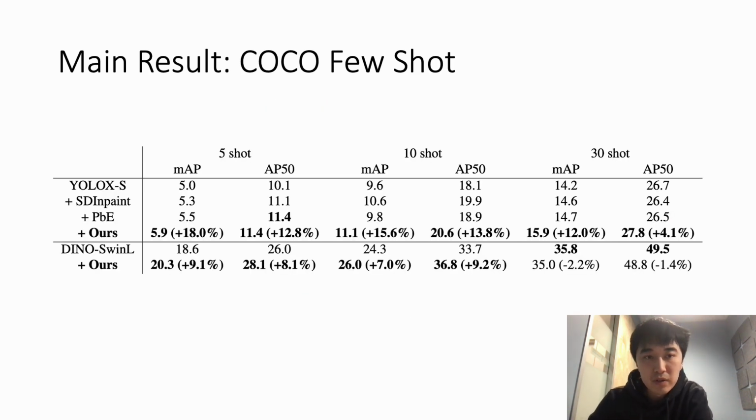So our main results, first, are on the COCO dataset with the few-shot setting, and we show that on YOLOX small, we compare with Stable Diffusion inpainting and also another inpainting algorithm called Paint by Example. We show that our approach outperforms baseline methods by a large margin on 5-shot, 10-shot, and 30-shot. And also for the large transformer-based DINO Swin-Large detector, we show that our data augmentation performs better than the baseline on 5-shot and 10-shot and on par on 30-shot.